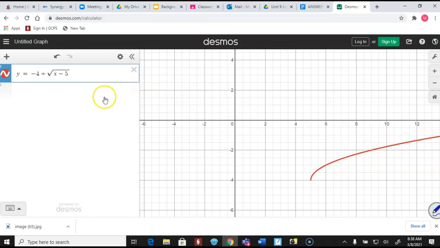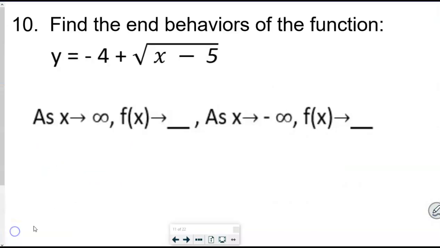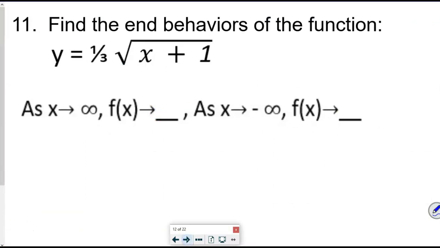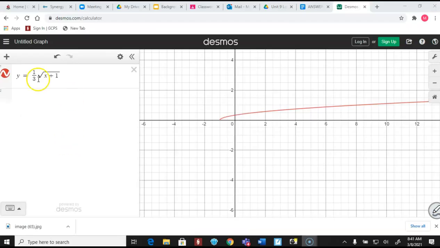And as we move towards the left, where's the graph headed? This time as we're moving to the left, where's it headed? Isn't it headed towards -4? Okay, so remember, we're talking about the y values and we're talking about end behaviors, okay? So let's go back to our answer. So as we were going right on this graph, it was going towards infinity, and as we were going left on this graph, it was going to -4. So let's look at this next one again, so here's our graph of 1/3 of the square root of x plus 1, and again, our starting point here is at -1, 0.